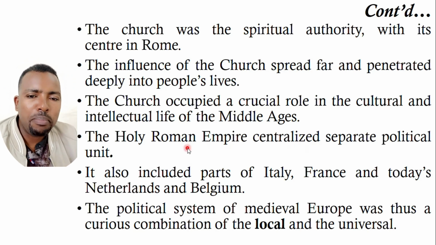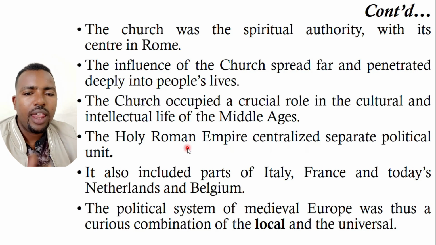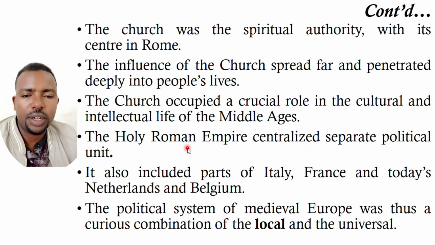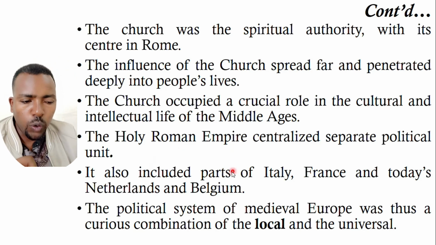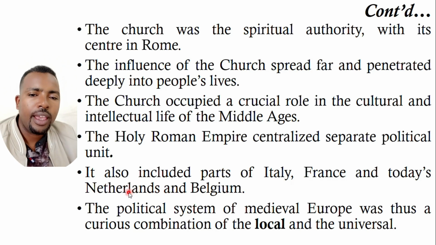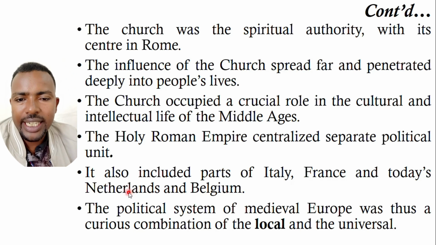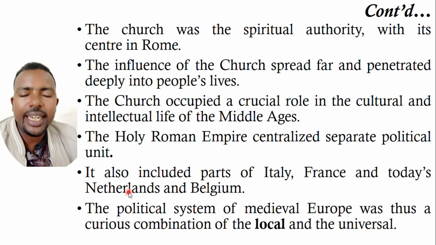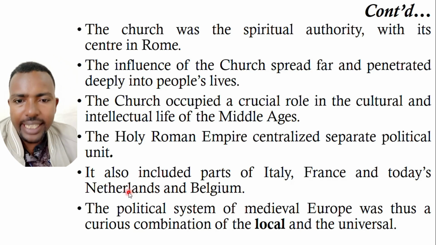The Holy Roman Empire was the political wing of the time. It was centralized and had a separate political unit. It had influence in areas of politics and state structures. It also included parts of Italy, France, and today's Netherlands and Belgium. The influence of the Roman Catholic Church and the Roman Empire was not only confined to Rome, it expanded its authority to other areas like the Netherlands, France, Italy, and Belgium.